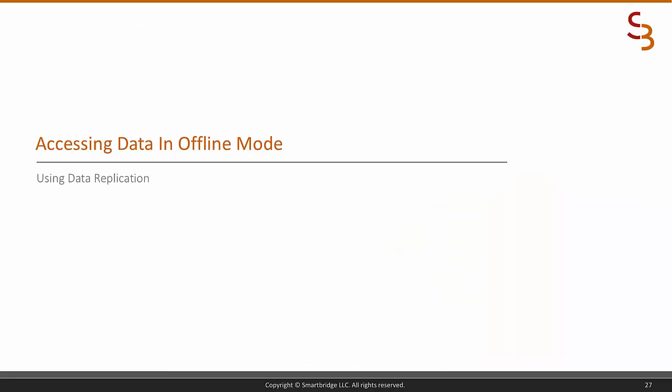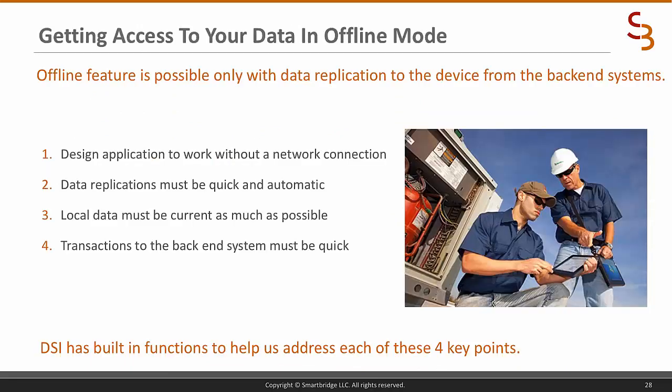So now we'll talk about accessing data in offline mode. One of the biggest features in our application was to support an offline mode. Since the users are working out in the field, there's no way to tell what type of network connection they will have. The application needs to be able to work seamlessly regardless of whether there is a connection or not.